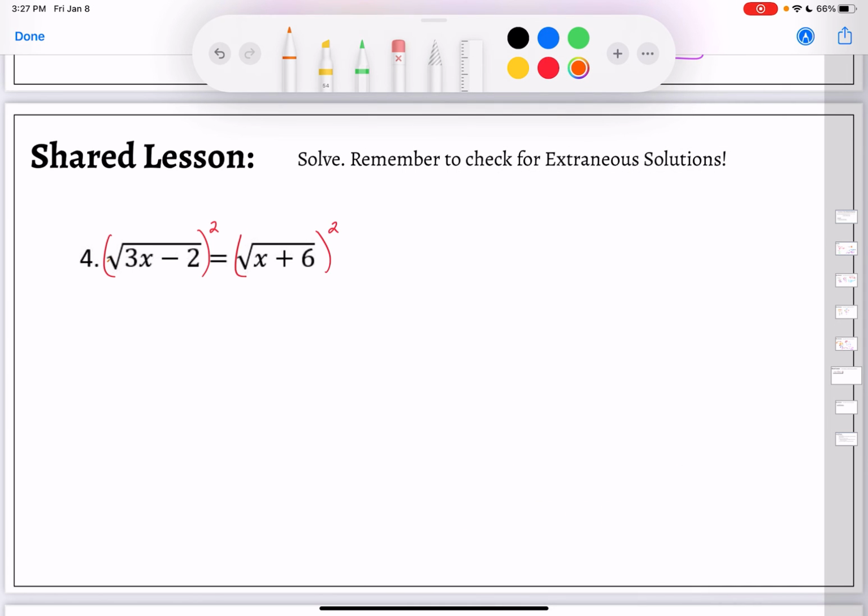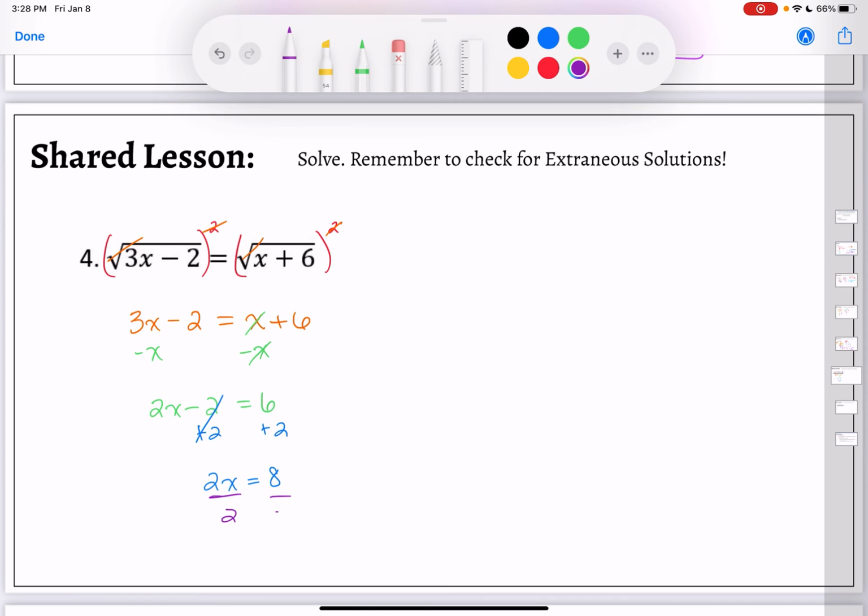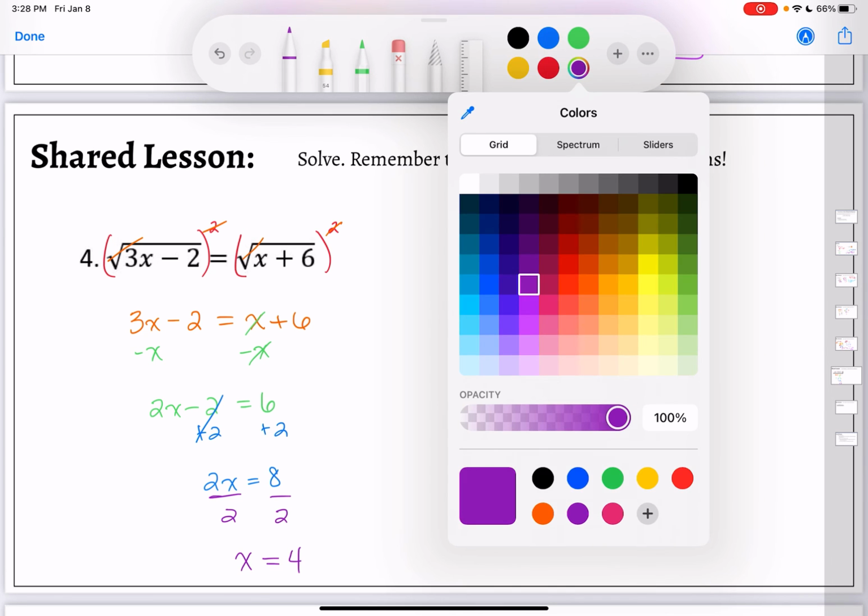Square root and squared cancel, so I'll be left with 3x minus 2 on the left. Squared and squared cancel on the right, so I'll be left with x plus 6 on the right. Radical's gone. Now it's just a pretty easy equation, right? I'm going to move all my variables to the left, so I get 2x minus 2 equals 6. I'm going to add 2 to both sides. 2x equals 8. And I'm going to divide both sides by 2, so I get x equals 4. Still need to check for those extraneous solutions, right?